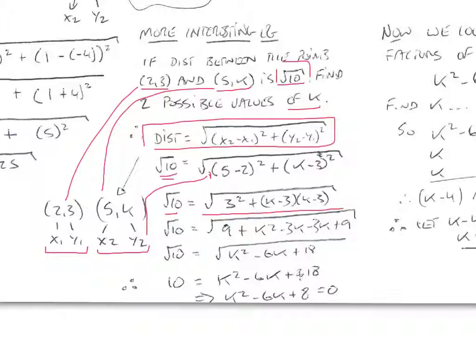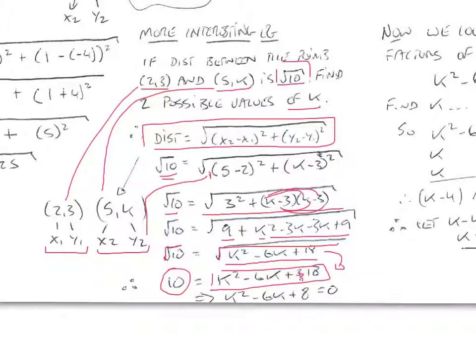So that means if we were to multiply out this expression, remove the brackets, we would have 3 squared is 9, and k by k is k squared minus 3k minus 3k plus 9 here. Simplify that expression and we get k squared minus 6k plus 18. And if we say that the square root of 10 is equal to the square root of all of this, then if we square both sides, then we can say that 10 must be equal to simply k squared minus 6k plus 18, i.e. what's inside the square root sign here.